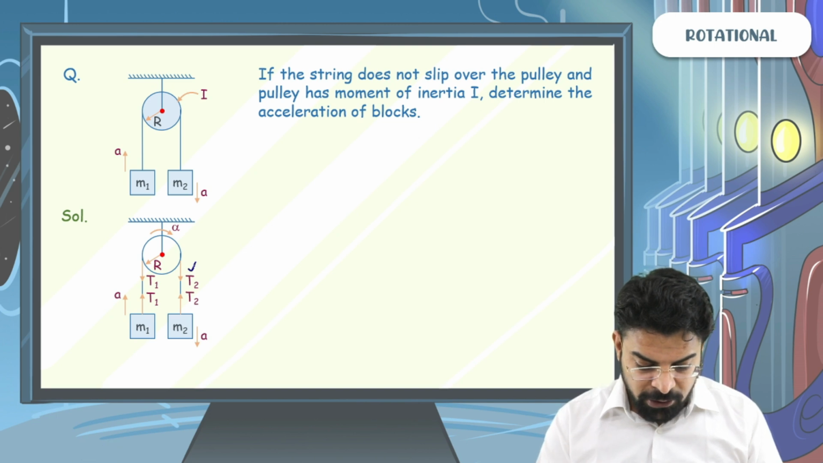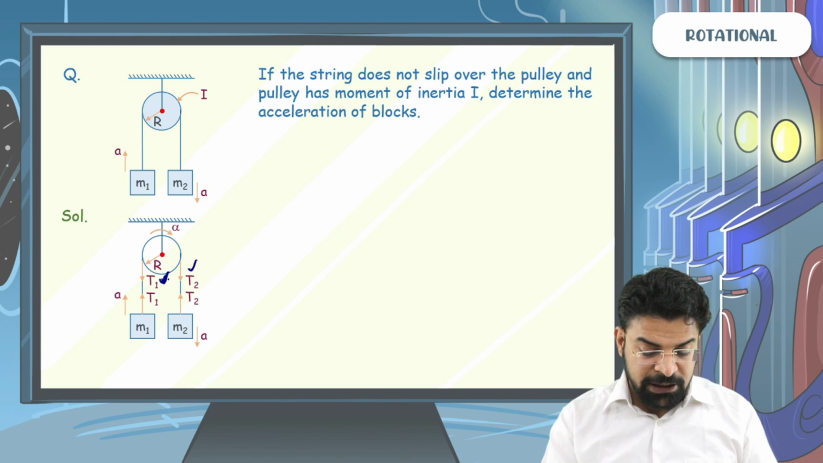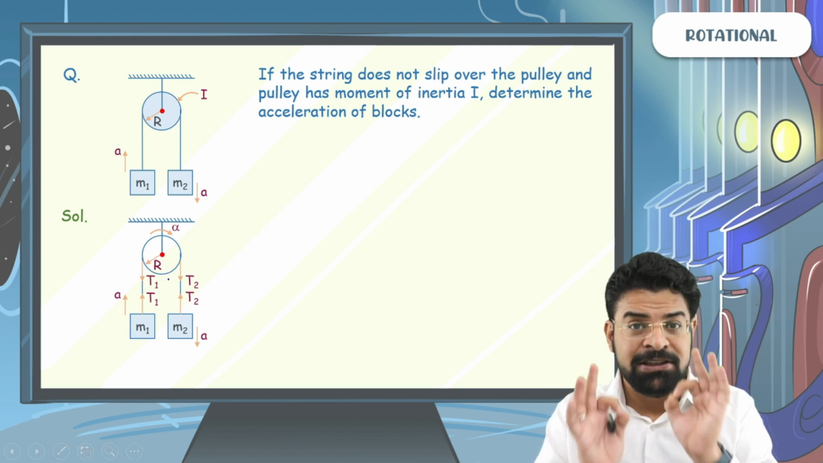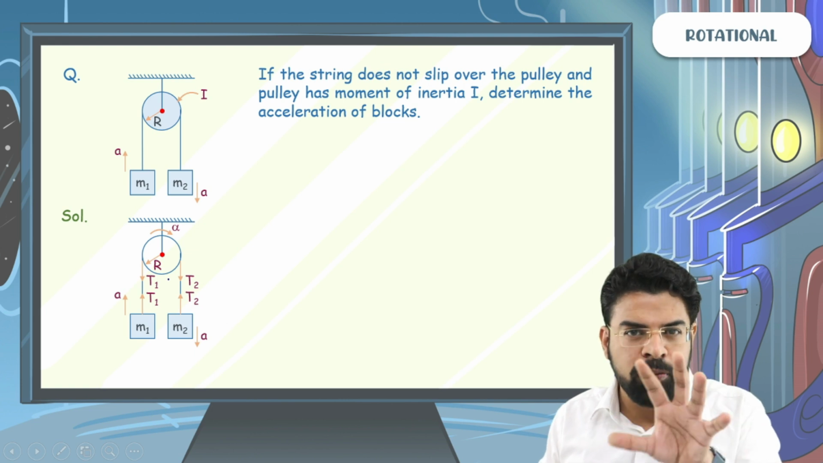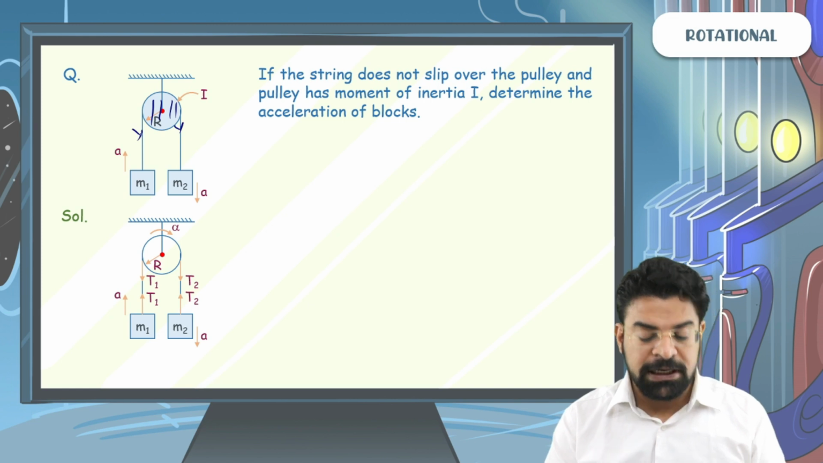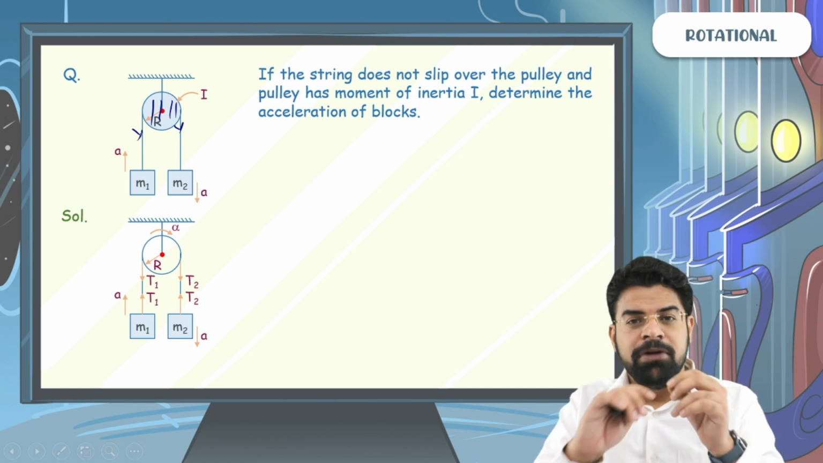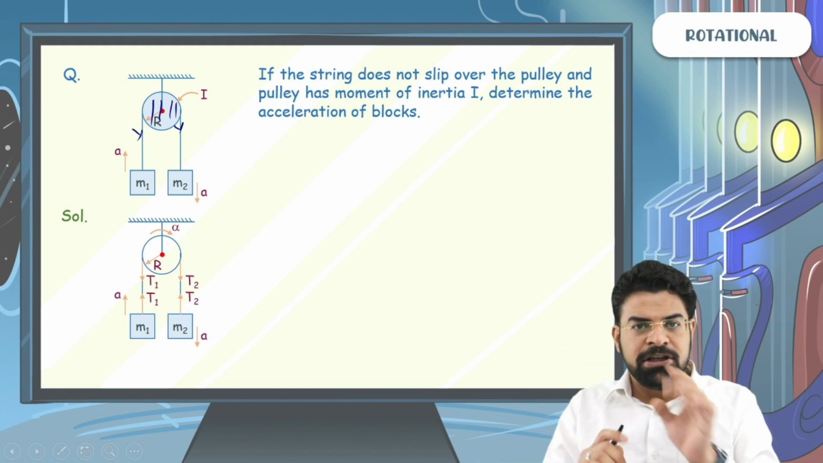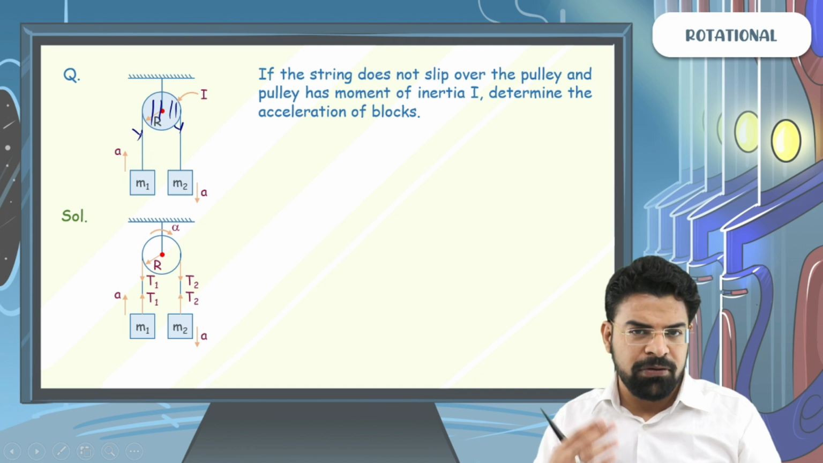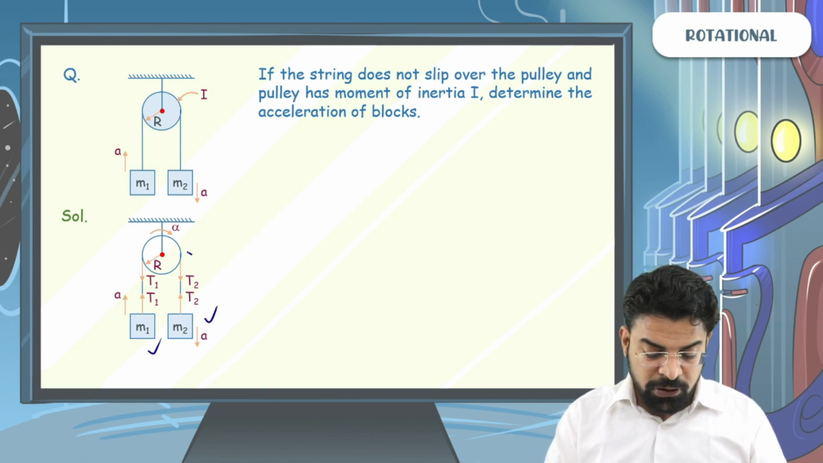So let's say on the right hand side string, the tension is T2. On the left hand side string, the tension is T1. It's really an easy question. It's just that we have added one more pulley. Since the pulley has moment of inertia, the tension on both sides is not the same. Since the tension on both sides is not the same, we can't simply write the equation as (m2 minus m1) into g upon (m1 plus m2). So we will have to write an equation for each individual: the second block, the first block, and the pulley.